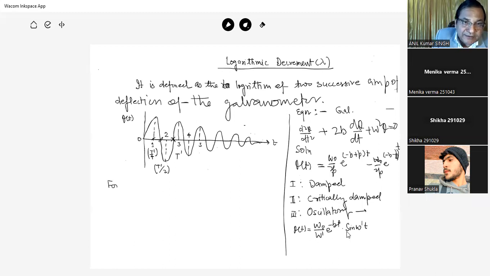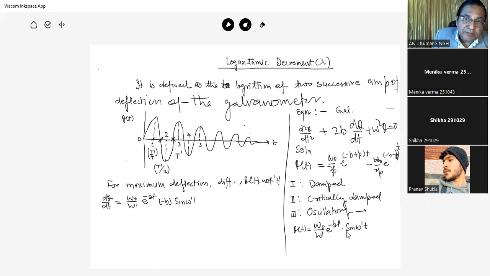For maximum deflection, differentiate theta of t with respect to t. That is d theta by dt is equal to omega 0 by omega dash e raised to the power minus bt of minus b into sine omega dash t plus omega 0 by omega dash e raised to the power minus bt, and then cos omega dash t into omega dash.